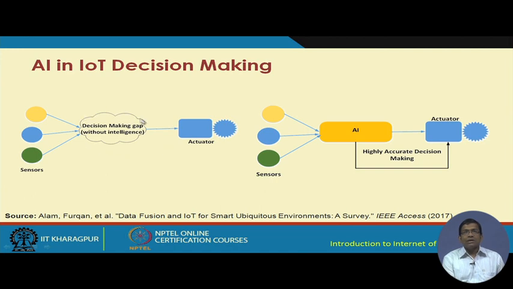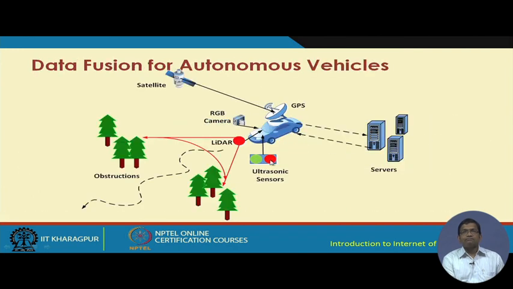For betterment, some kind of decision making has to be done with the help of intelligence. By adding intelligence between these different sensors and the actuators, we can make things better and improved. How is that made possible? With the help of artificial intelligence tools, methods, algorithms, and so on. So AI can come as a rescuer here, and it can make highly accurate decision making possible between the sensors and the actuators.